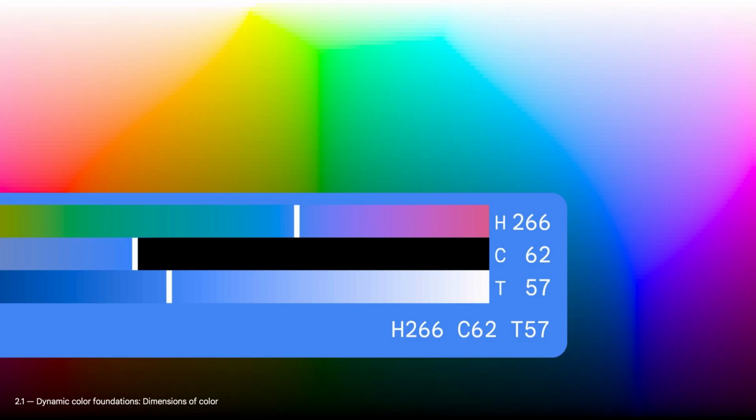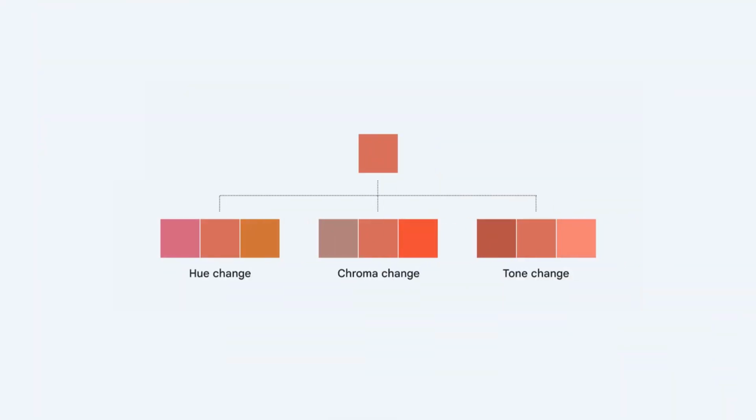This video will cover Material 3's color space. By the end of this video, you'll understand the color space that Material 3 is built upon and be able to identify and describe colors using terms consistent with the Material system. Material uses a color space called HCT, which quantifies all colors using 3 dimensions: hue, chroma, and tone.